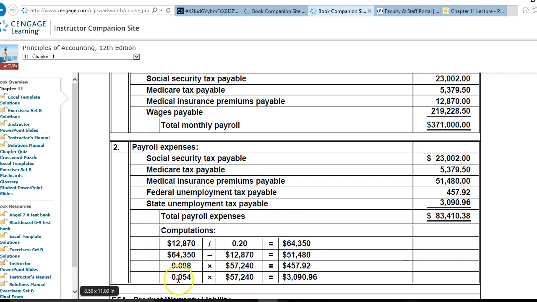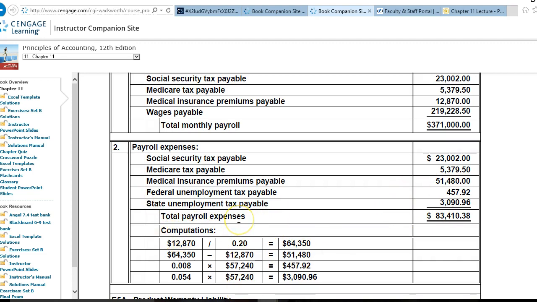State unemployment is 5.4%, or 0.054 times that base of $57,240. We owe into the state unemployment taxes payable of $3,090.96.